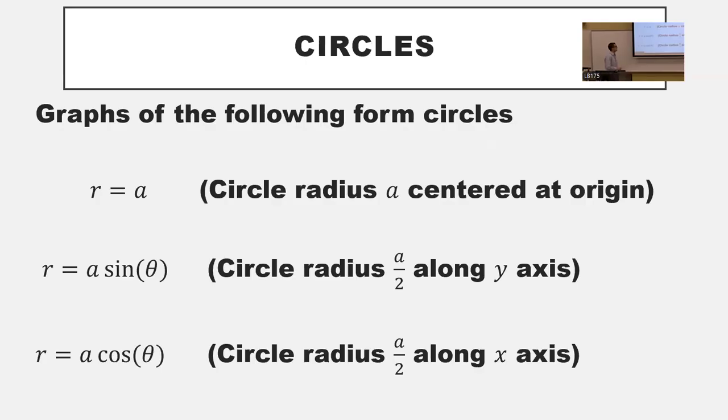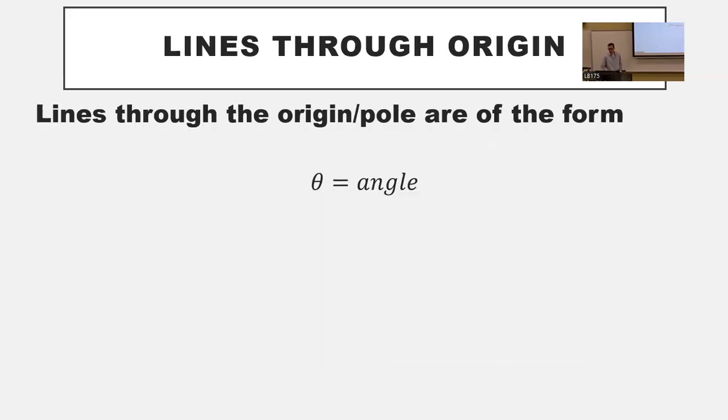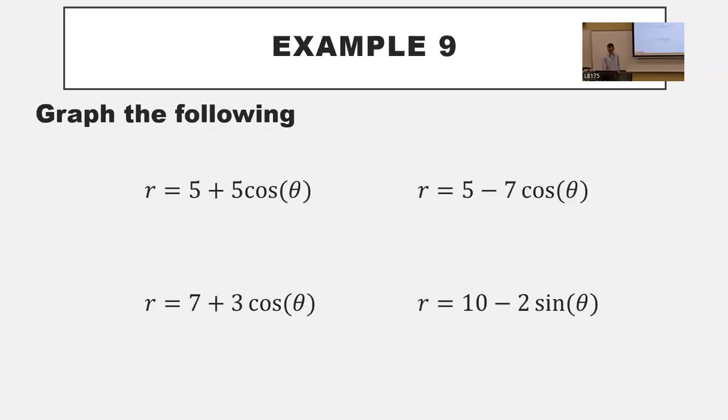If A is positive, the radius is A over 2. If A is negative, the radius is negative A over 2. On these last two, I should have said that in the slides, but get what I'm saying, where I'm going with that. Lines through the origin all look like theta equals an angle. So we have this polar graph grid that sometimes people use. Okay, I don't typically use that.